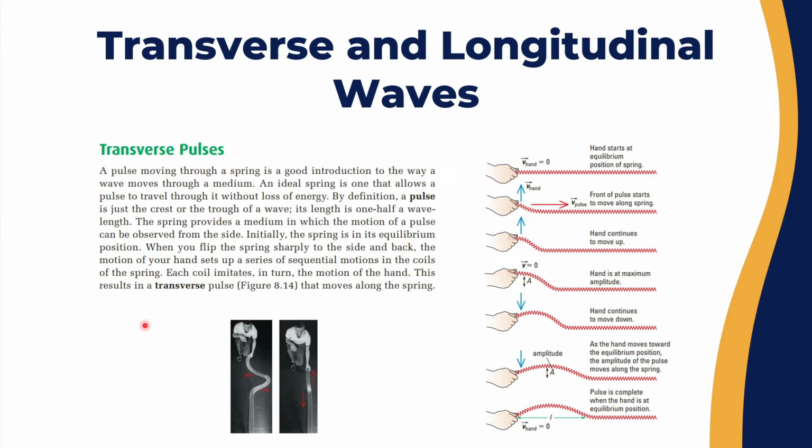The spring is in equilibrium position at first, then when you flip the spring sharply to the side and back, the motion of your hand sets up a series of sequential motions in the coils of the spring or in the chain. Each coil imitates in turn, and the motion of the hand will be translated to that coil or that chain. So this makes transverse pulses, while if you have the coil spring and you push it forward and backward, it will start to bounce back and forth parallel to its axis, and that would be a longitudinal wave.